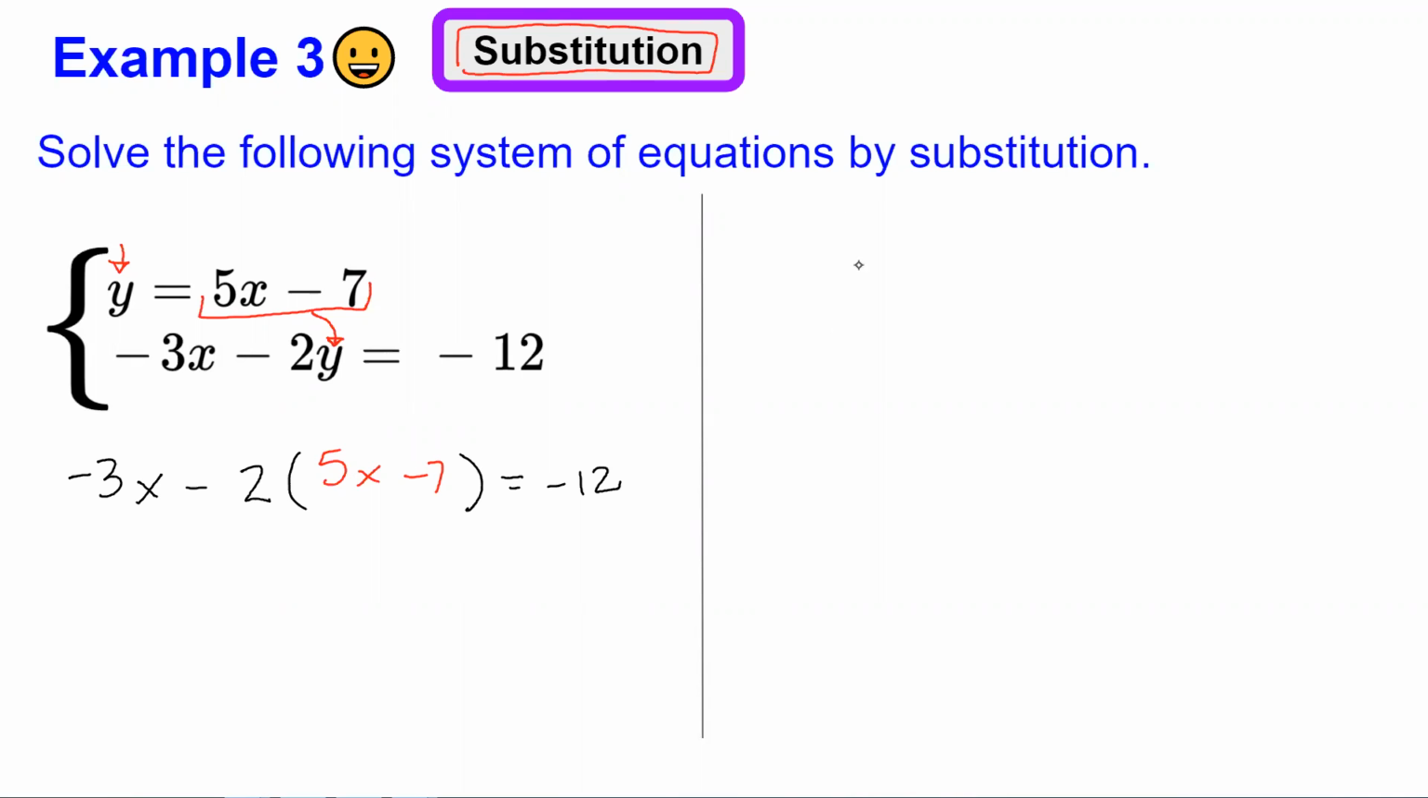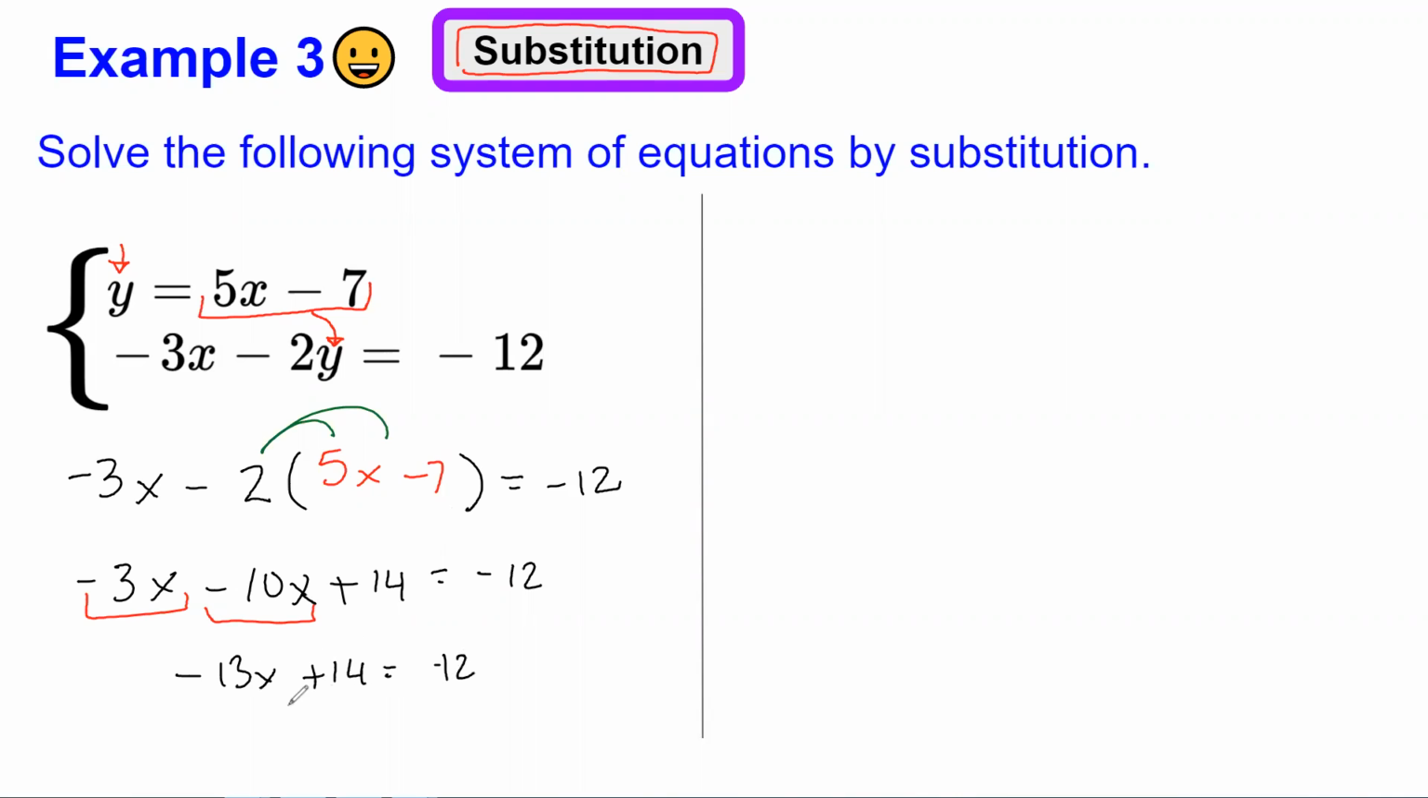All right, so from here, do we know how to solve for x? Yes, let's go ahead and distribute. We have -3x minus, let's see, -2 times 5, -10x, -2 times -7, +14 equals -12. Let's see, what do we do next? Combine like terms. We have now -13x plus 14 equals -12. Subtract 14, subtract 14.